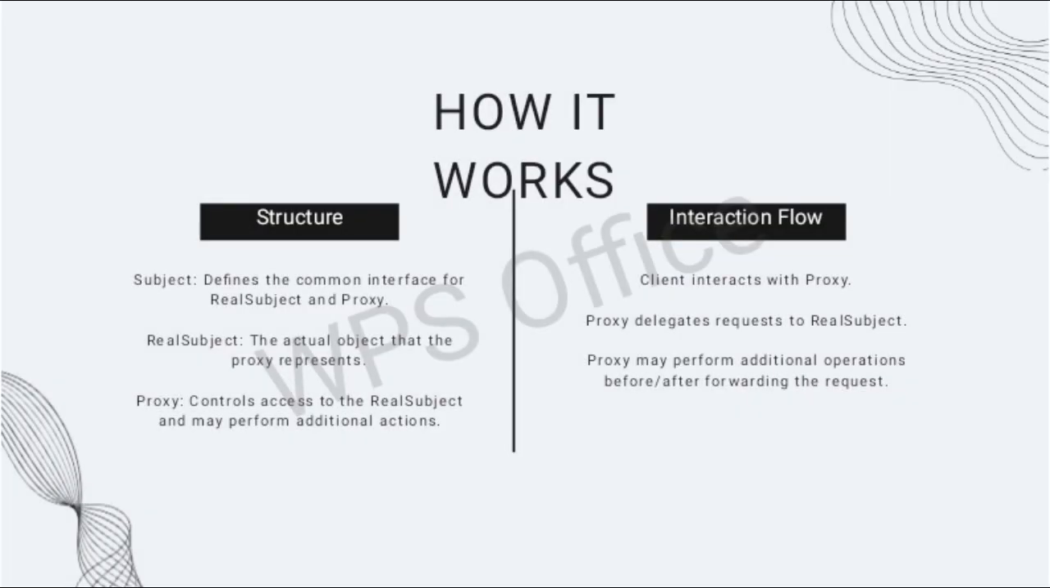Moving on to the next slide, we have how proxy pattern works. Now let's discuss how proxy pattern works. It involves three main components: the subject, the real subject, and the proxy. The subject defines a common interface for both the real subject and the proxy. The real subject is the actual object that the proxy represents, while the proxy controls access to this real subject and can perform additional actions. Here's how the interaction flow works.